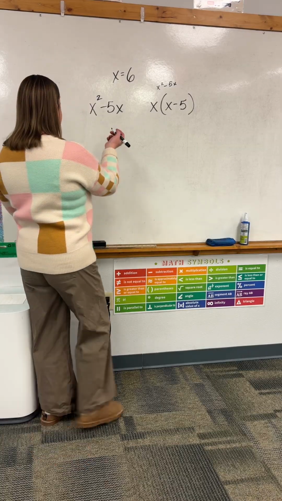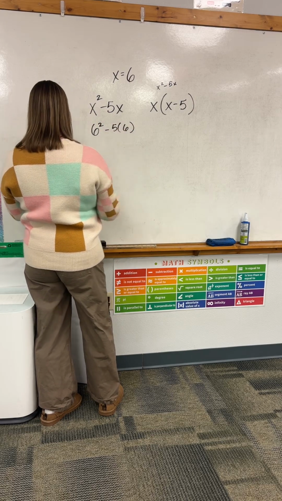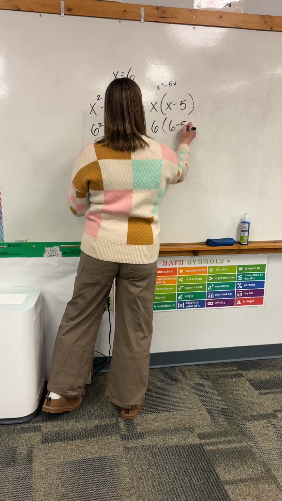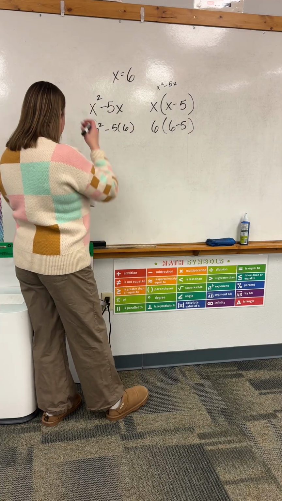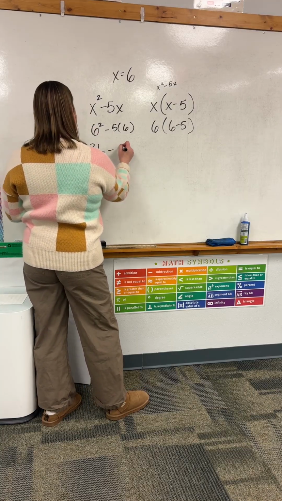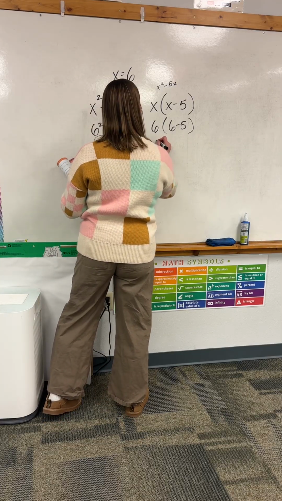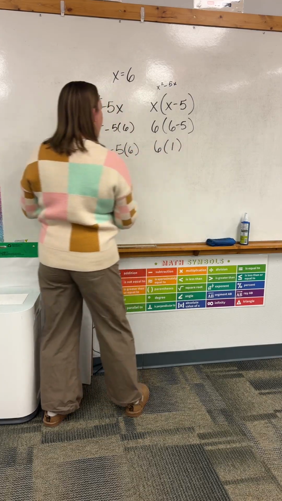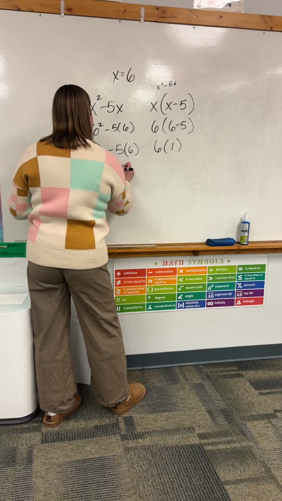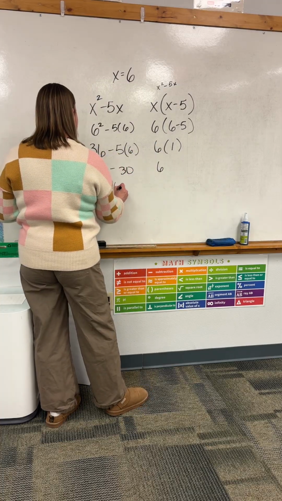Whenever you plug it in, it says to substitute, so you're going to have 6 squared minus 5 times 6. Over here, we're going to substitute, and you're going to have 6 times 6 minus 5. When we do that, it says evaluate the exponent, so 6 squared is 36, minus 5 times 6. This one, it says to subtract, so we're going to do 6 times 1. When we multiply, we're going to do 36 minus 30. 6 times 1 is 6. 36 minus 30 is 6.